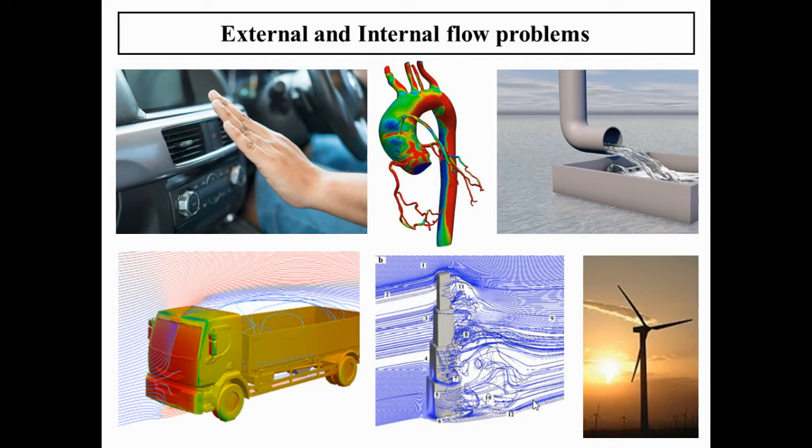For instance, the flow is external in the case of trucks. You can see the streamline pattern. In terms of buildings, the flow is external in nature, and also in wind turbines, where the wind drives the turbines to rotate. The flow happens over the blade, the force is exerted on the blade, and the rotation is due to the lift component of the force. These are some examples of external flow applications.